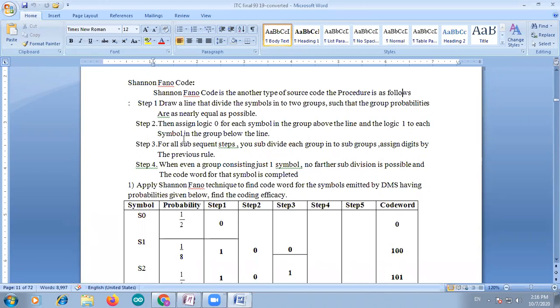Second step is, assign logic 0 for each group in the line above and logic 1 for each symbol in the group below the line. That means the line divides the groupings. Above the line, one group; below the line, another group. So the two groups' probabilities are more or less equal.